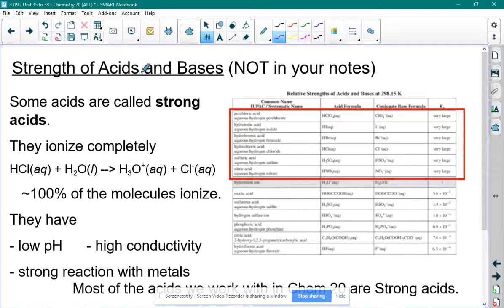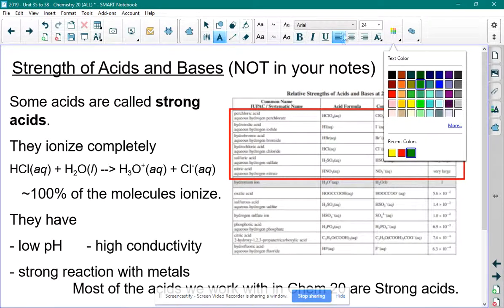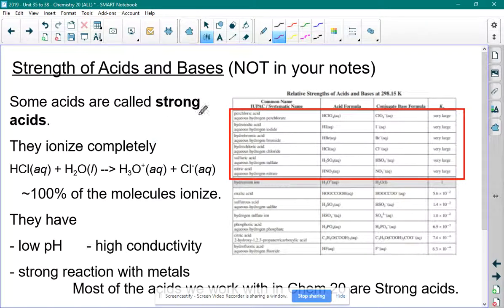New piece, and this is not in your notes, so I've provided a printout of these 2 slides for everyone in the class. Some of the acids on your periodic table or on your data table are called strong acids. Strong in this case doesn't have anything to do with concentration. Strong means that they will react 100%. That of all my hydrogen chloride molecules, they are almost all going to ionize. This reaction is complete. That should be like a really heavy arrow there, which I'm screwing up the drawing of, but you get the idea.